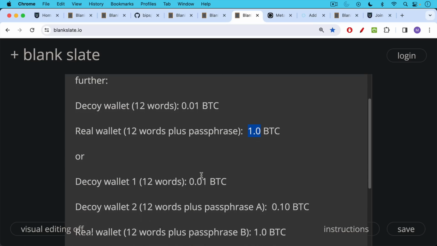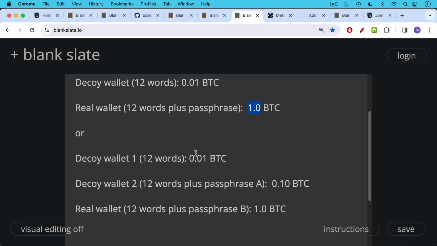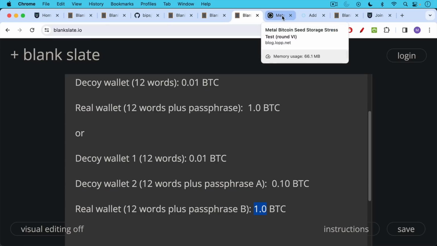Or you could make a number of decoy wallets. You could have the first decoy wallet be no passphrase, and you put 0.01 Bitcoin in there, and the next decoy wallet, because maybe the thief knows about these decoy wallets, so he says, give me your passphrase. You give him your passphrase, and that wallet has 0.1 Bitcoin in it. And then your real wallet that has 12 words plus a different passphrase, passphrase B, would have your full Bitcoin in that. So there are many, many different variations you can do here, and personal circumstances are all different.